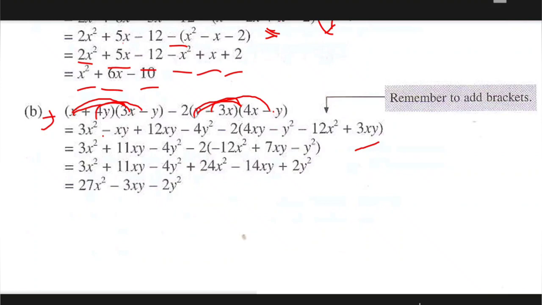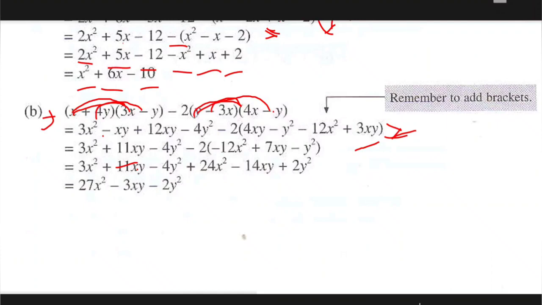Now we collect like terms. Here we have minus xy and plus 12xy, which gives 11xy. Then inside this expansion, collecting all like terms, we get minus 12x squared plus 7xy minus y squared. Now we bring all of this down: 3x squared plus 11xy minus 4y squared.